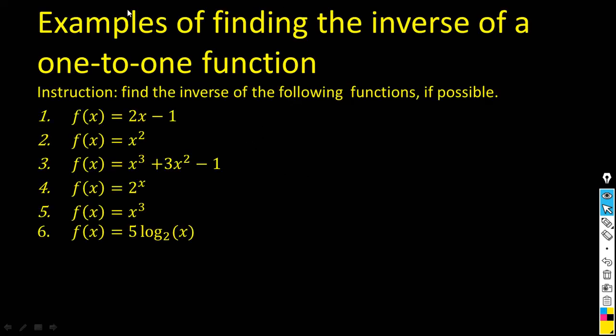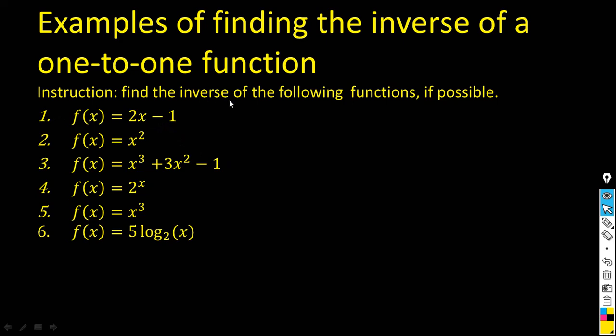So now, some examples of finding the inverse of a one-to-one function. The instruction is this: find the inverse of the following functions if possible. So let's start. Number one, f of x. I'm going to call all these functions f of x for simplicity. So number one, f of x equals 2x minus 1.